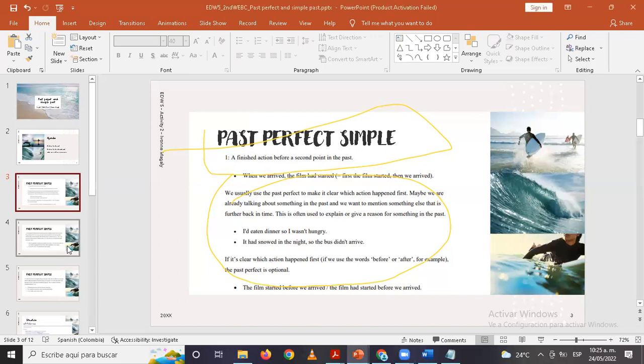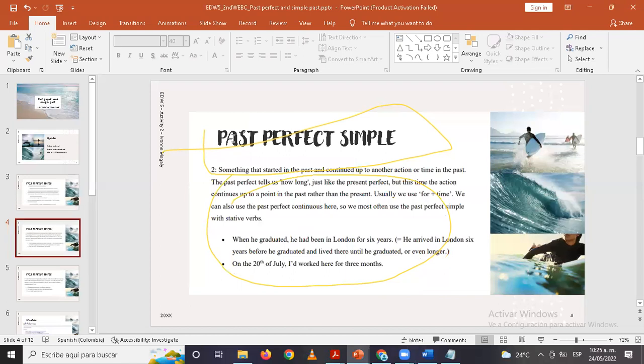You know, here there is another use: something started in the past and continued up to another action or time in the past. This is another use of the past perfect. The past perfect tells us how long, just like the present perfect, como les decía al inicio. But this time the action continues up to a point in the past rather than the present. Usually we use for time. We can also use the past perfect continuous here, so we most often use the past perfect simple with stated verbs.